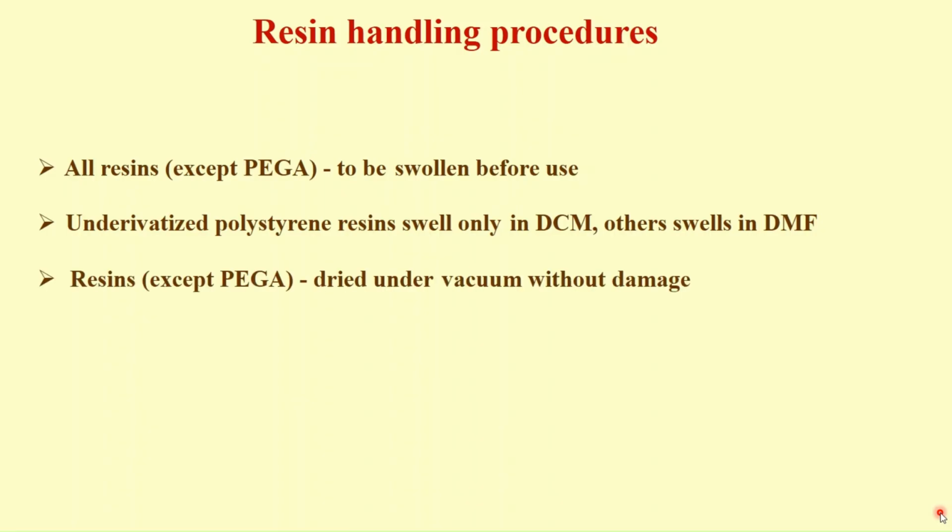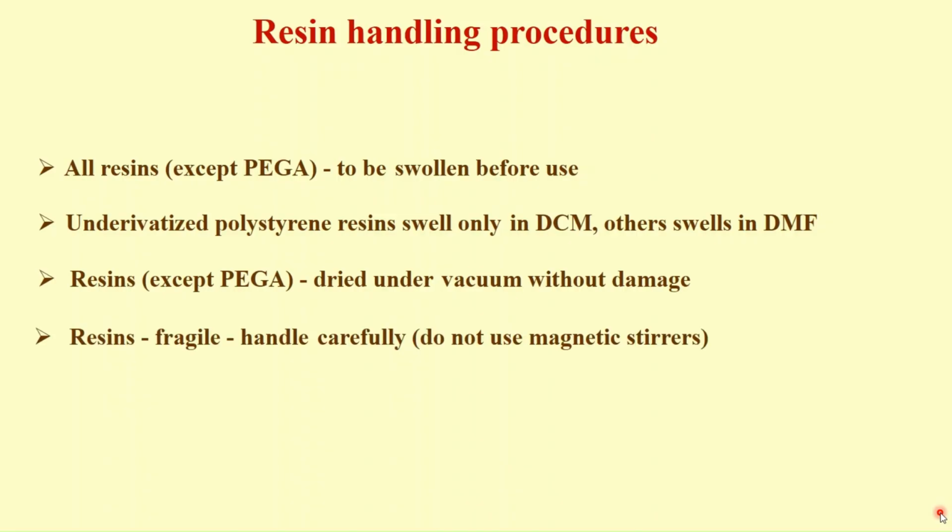Except PEGA, all resins can be dried under vacuum without getting damaged. They can be reused a number of times after drying in the vacuum. Resins are very sensitive and fragile. That's why they should be handled with care. We cannot use a magnetic stirrer and stir it because the resin will get damaged. These are the cares we have to take while using these resins as the solid support.